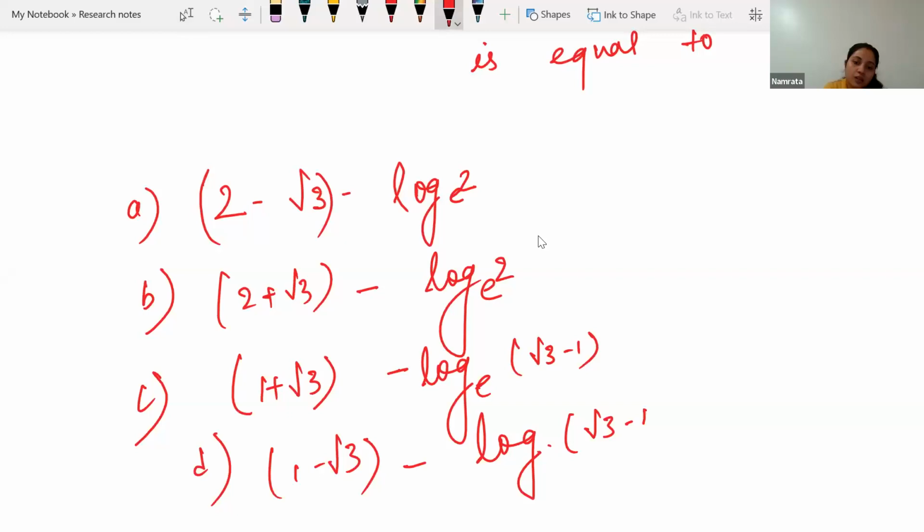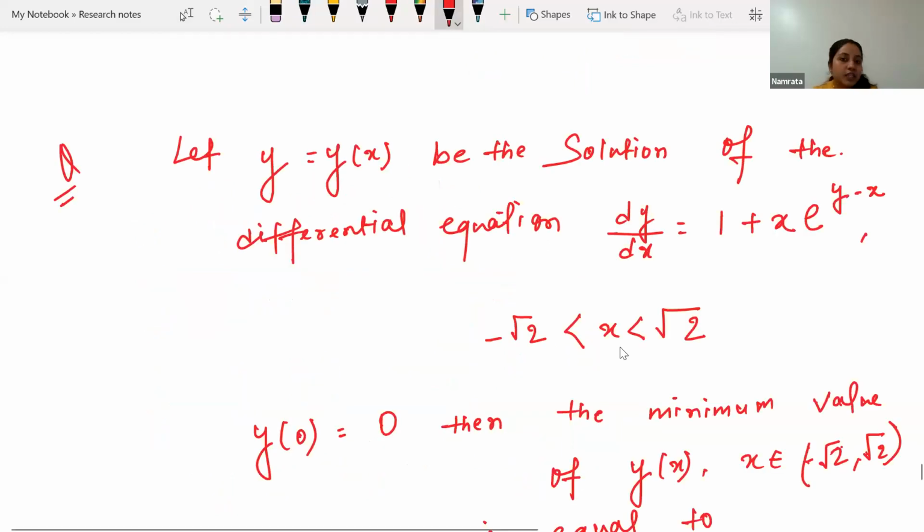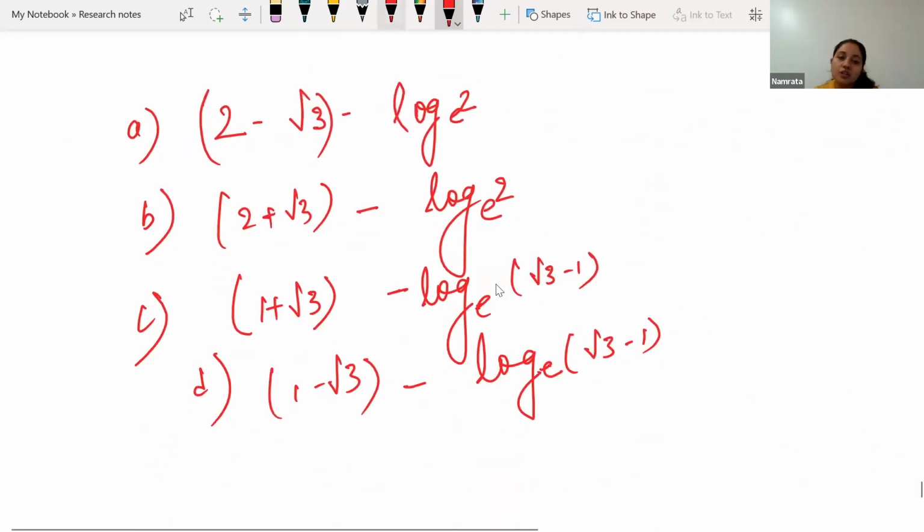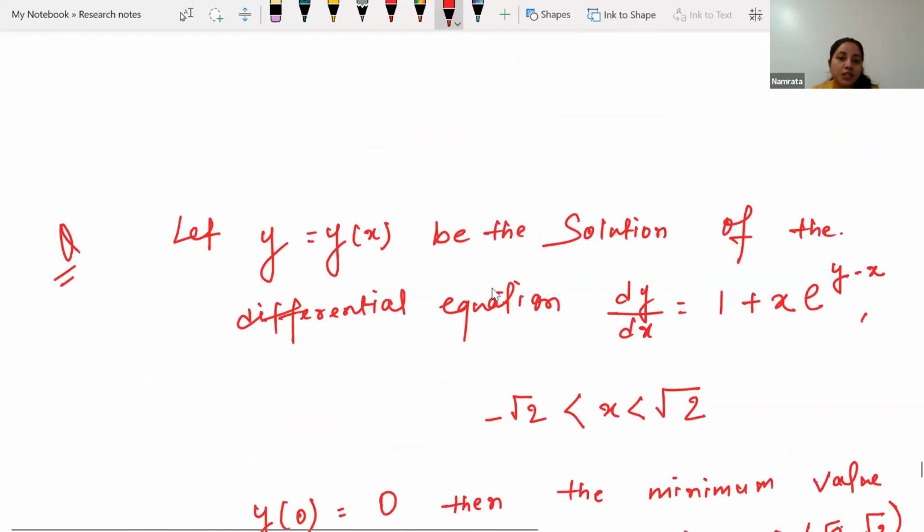Let's see the question first. y is equal to y(x), the solution of the differential equation dy by dx is equal to 1 plus x e to the power y minus x, where x is lying in this range, and the condition y(0) is given over here. We have to find the minimum value of y(x) when x is lying in this interval. So first we must find the solution y from the given differential equation. Let's find the solution first, then we will think what to do after that.